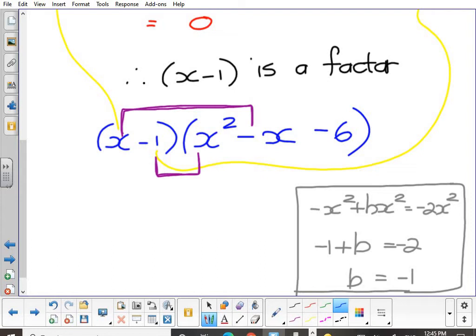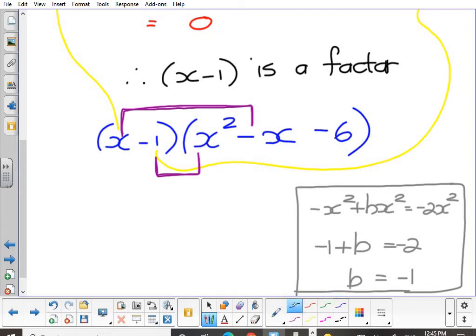Fantastic. What is that thing in the second bracket now? Isn't that the quadratic expression? Can you factorize that? Yes, you should. That's a grade 9 factorization problem. I need factors of 6 that subtract to get 1. The answer is 3 and 2.